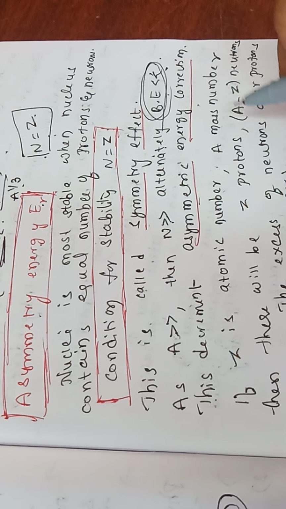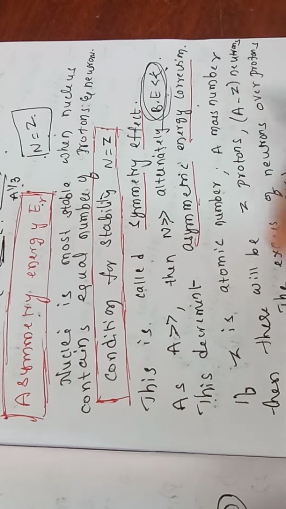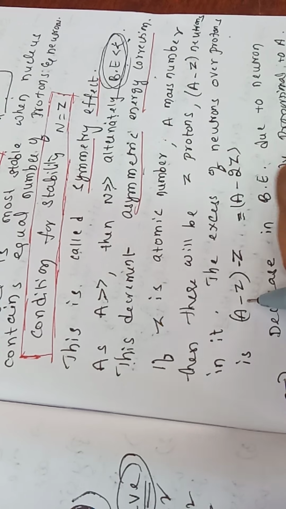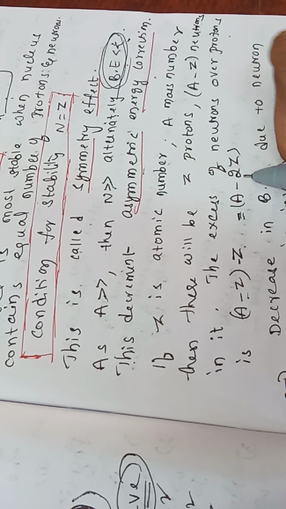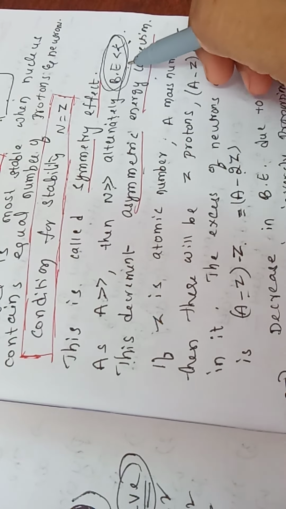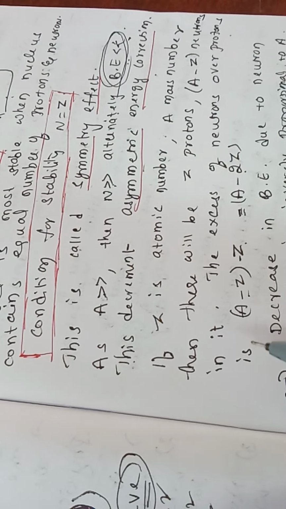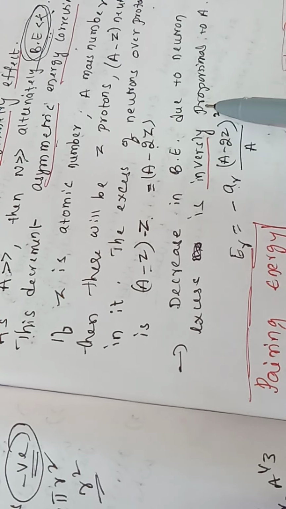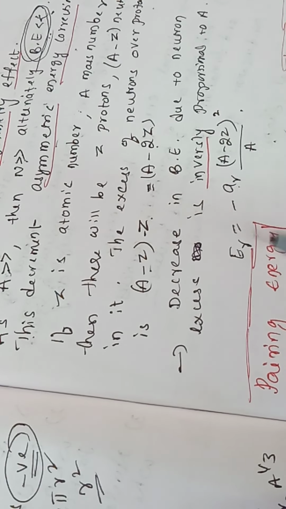If Z is the atomic number and A is the mass number, then there will be Z protons and A minus Z neutrons, right? So if excess neutrons are present, how do we write it? The excess of neutrons over protons is A minus Z minus Z, that is equal to A minus 2Z. Here also, as there is reduction in binding energy, the expression is taken in negative terms. So ER equal to minus AR, (A minus 2Z) whole square by A.